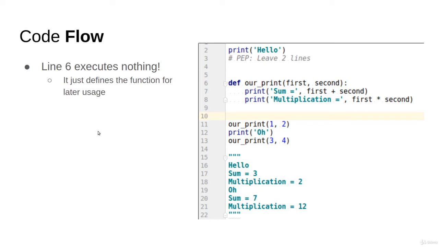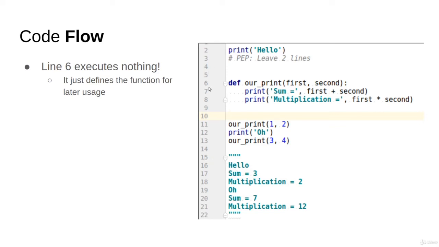Let's try to use this function. Here is a bigger code that has this function in the middle. Let's execute this code and go with the code flow. In line 2, the line says print hello. Then as you see, the word hello will be printed.